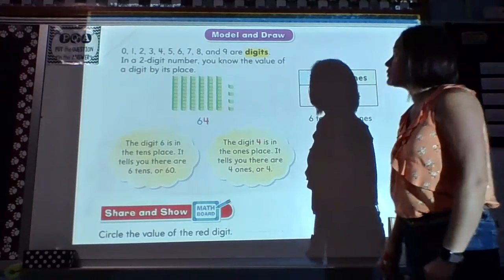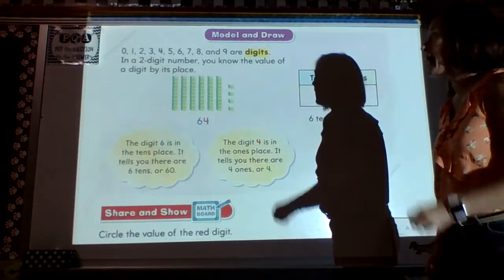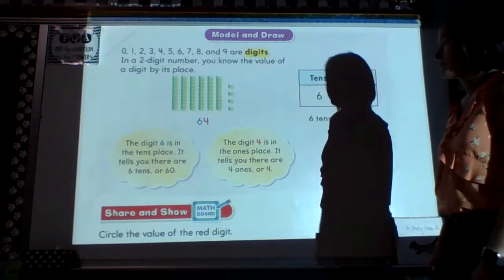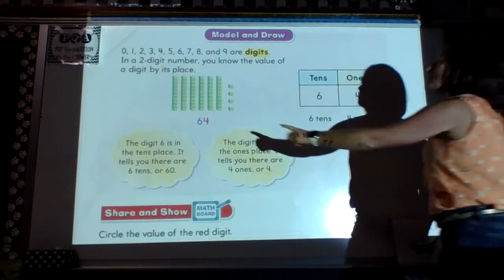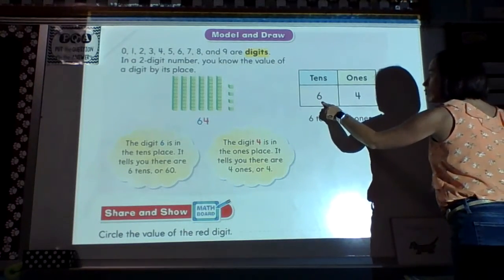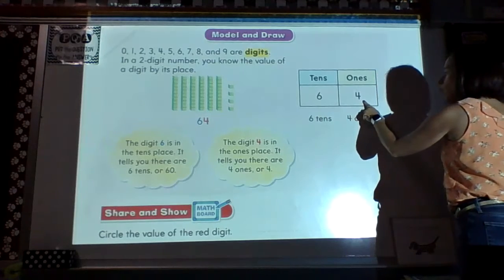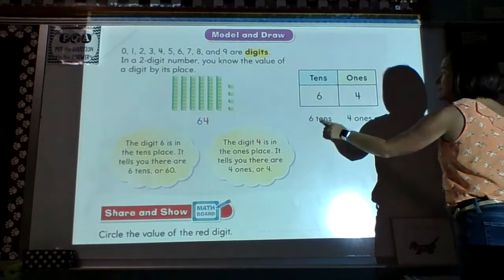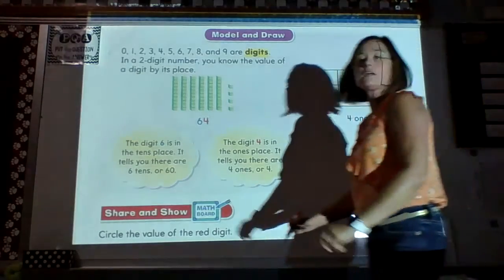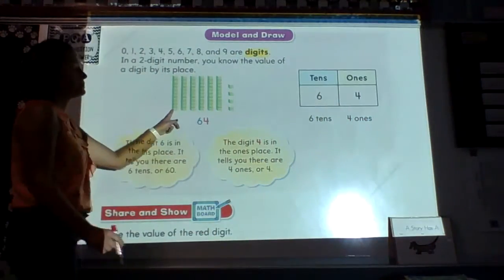In a two-digit number, you know the value of a digit by its place, where it's standing, what comes first. So in the number 64, it stands for 6 groups of 10 and 4 ones. 6 tens and 4 ones. I want you to take a look at these.